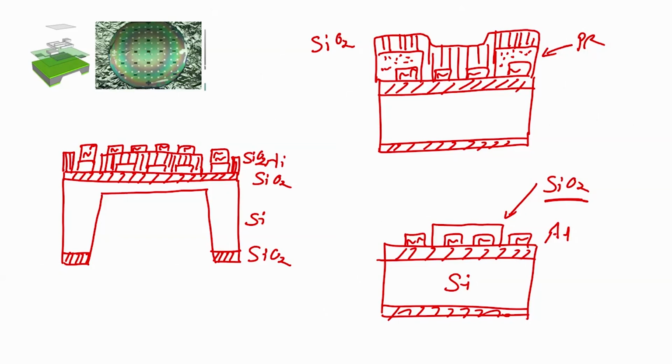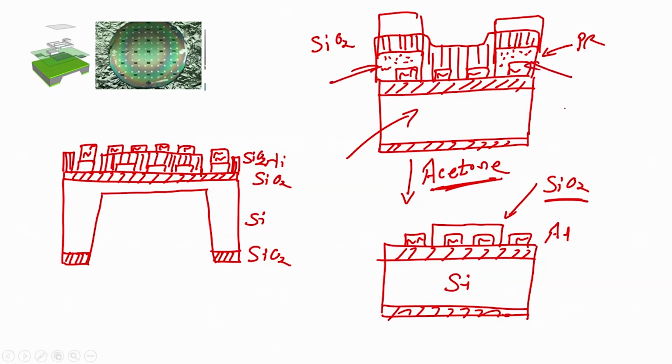Alright. Then what I will do? I will dip this wafer in acetone. What will happen? The photoresist will get stripped off in acetone. So, photoresist, this much area and this much area will get stripped off. So, when this photoresist strips off, the silicon dioxide on the photoresist will also get lifted off, you get it.